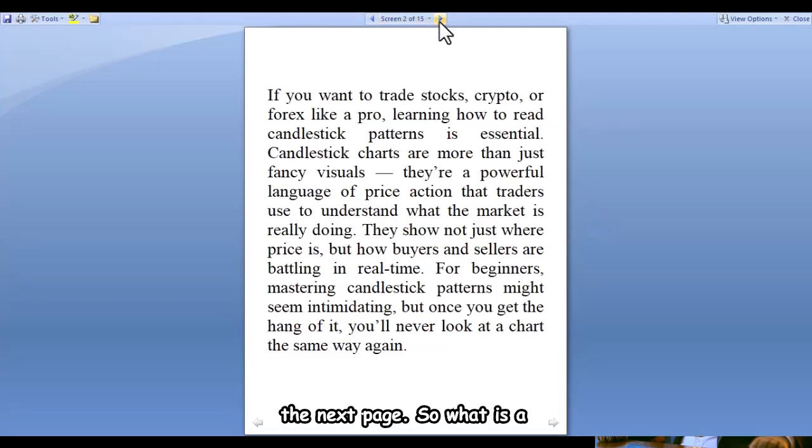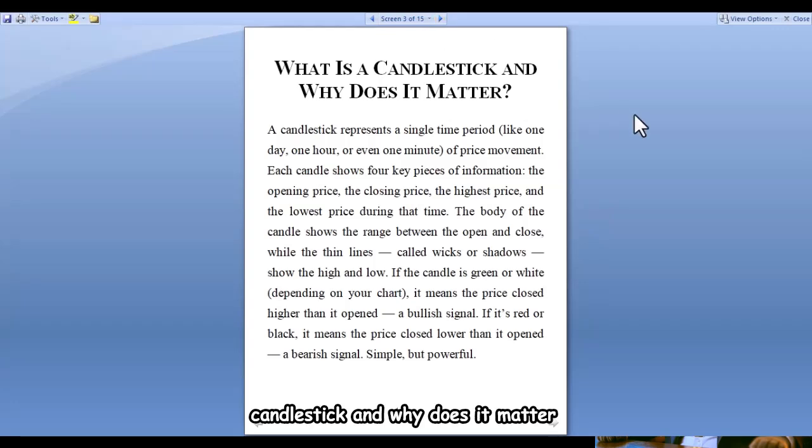So now let's go to the next page. What is a candlestick and why does it matter? A candlestick represents a single time period, like 1 day, 1 hour, or even 1 minute of price movement. Each candlestick shows 4 key pieces of information: the opening price, the closing price, the highest price, and the lowest price during that time. The body of the candle shows the range between the open and close, while the thin lines, called wicks or shadows, show the high and low.